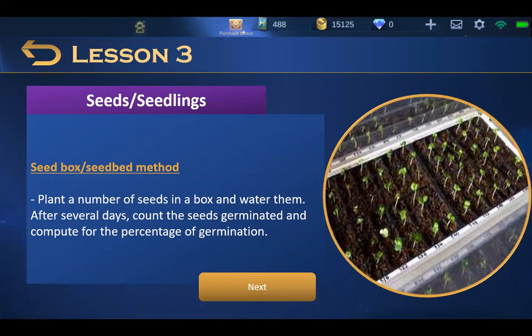This method of conducting a germination test is done by placing seeds in a box of any convenient size. Fill the box with garden soil about 12 centimeters deep. Place about 100 seeds inside the box. Water the seeds regularly until the seeds germinate and the seedlings grow. Count the germinated seeds and compute the percentage of germination using the formula.